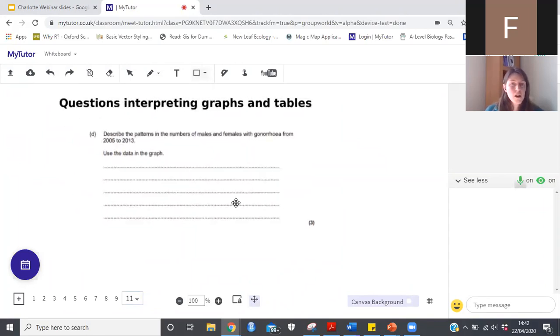Then we've got a question about describing the graph that we've just drawn. This is quite nice. You've already drawn the graph, so you're quite familiar with the data. But again, always worth making sure that you read these questions properly. Here, our command word is describe the patterns in the number of males and females with gonorrhea from 2005 to 2013. Use the data in the graph. This is really important. Not only is your command word describe, they've also told you explicitly to use the data in the graph, so make sure you use some of those numbers that you've just plotted or just noticed on the graph.